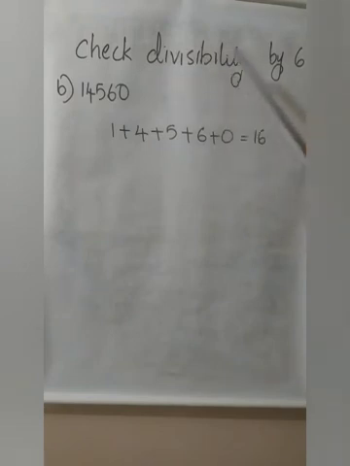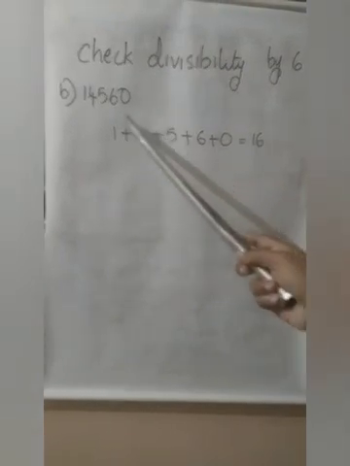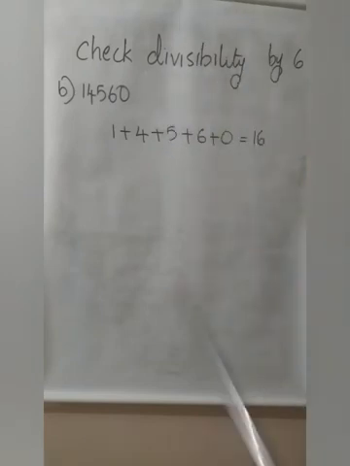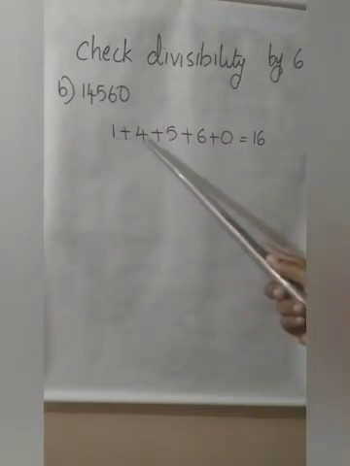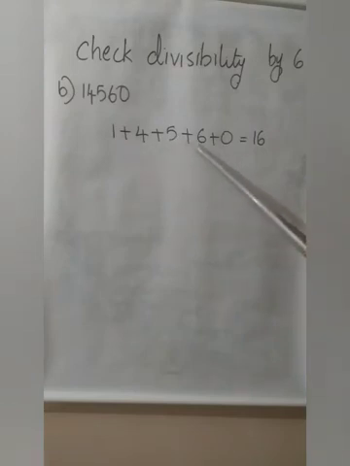14,560. We have to check the divisibility by 6. So by looking at the number, is it an even number or odd number? It is an even number, isn't it? So, it is divisible by 2. Now, what about the case of divisibility by 3? For finding the divisibility by 3, we are checking the sum of its digits. What are you getting as the sum? 1 plus 4, 5. 5 plus 5, 10. 10 plus 6, 16. 16 plus 0, 16.